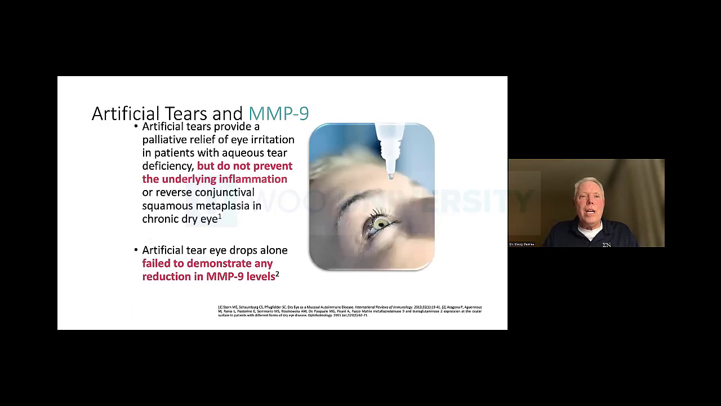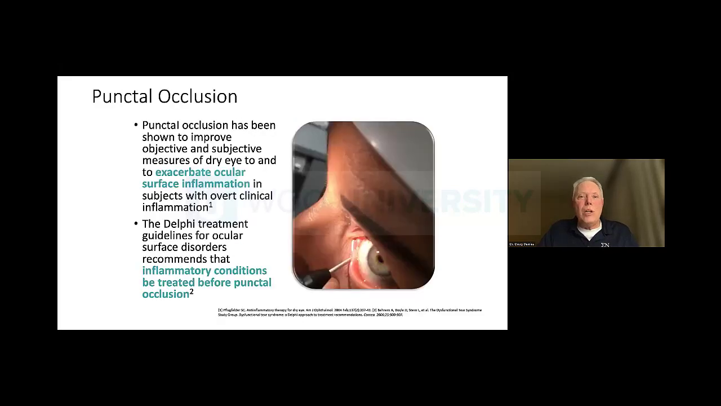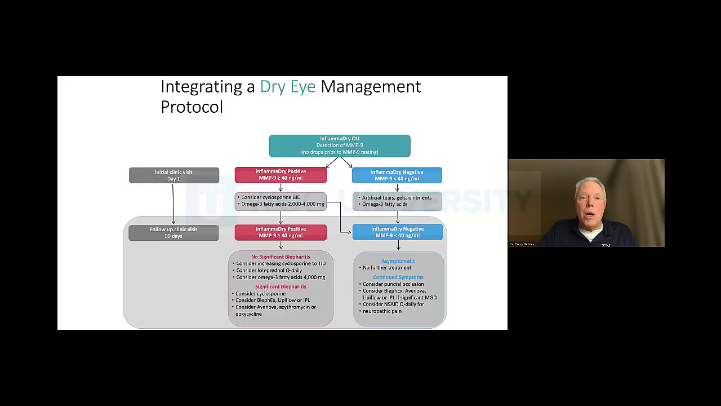Now, when you take a look at treating and you take a look at MMP9s and artificial tears, it has failed to demonstrate any reduction in MMP9 levels just simply with artificial tears. If you were to use an artificial tear and test osmolarity, it would be better, but only because of the dilution factor, not because of a healing factor. And punctal occlusion: we've seen that with punctal occlusion, that can really help the ocular surface, but we don't want to occlude while we have inflammation. So a great way is to make sure that inflammation is on a downward trend before we actually look at doing punctal occlusion and going into our treatment protocol.